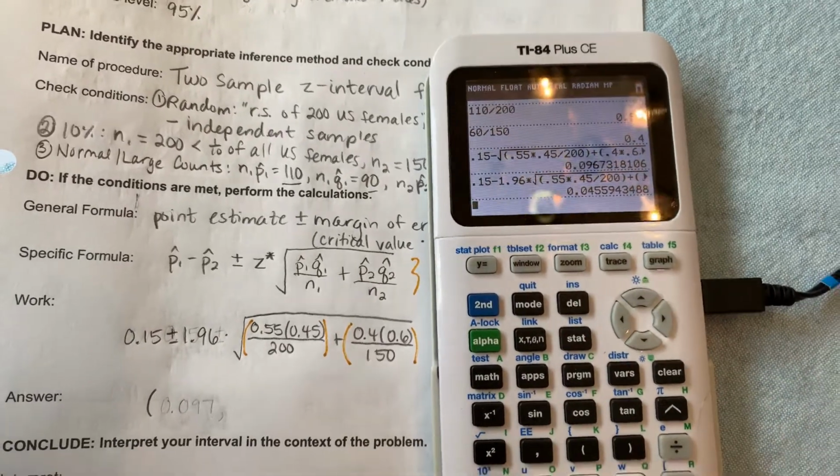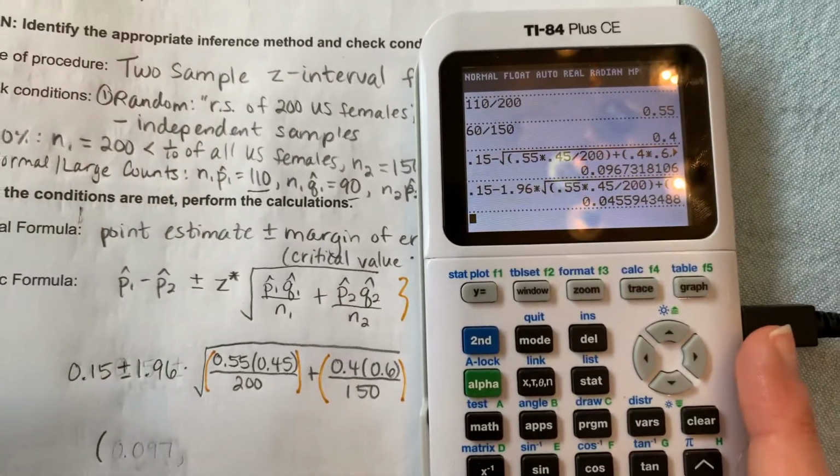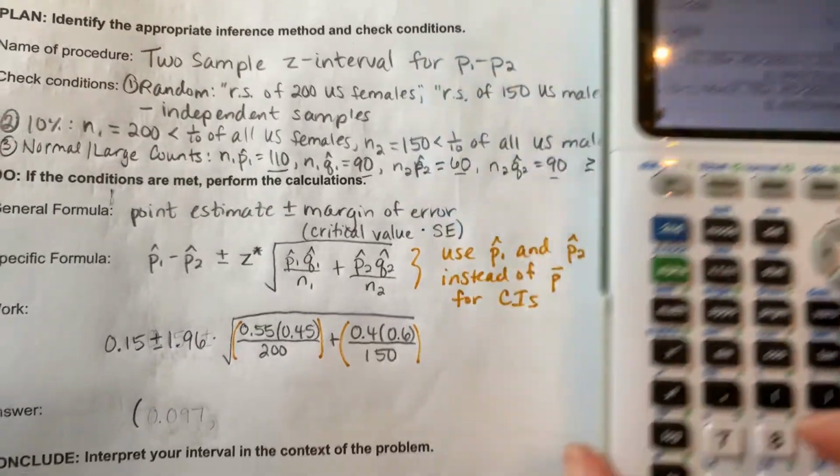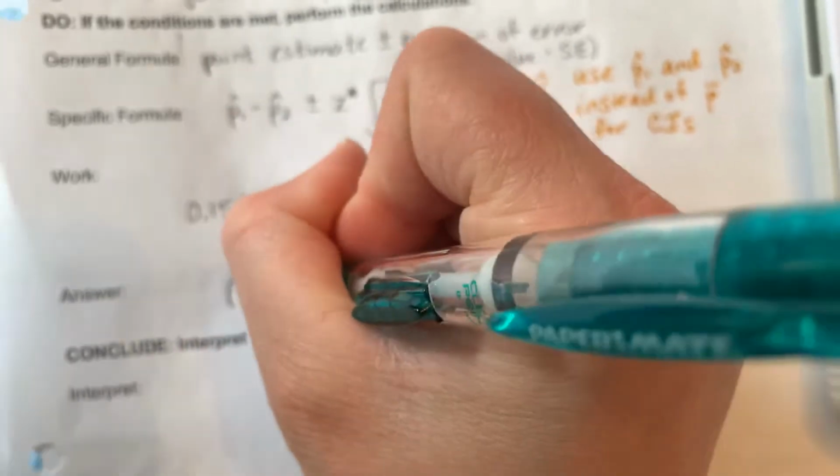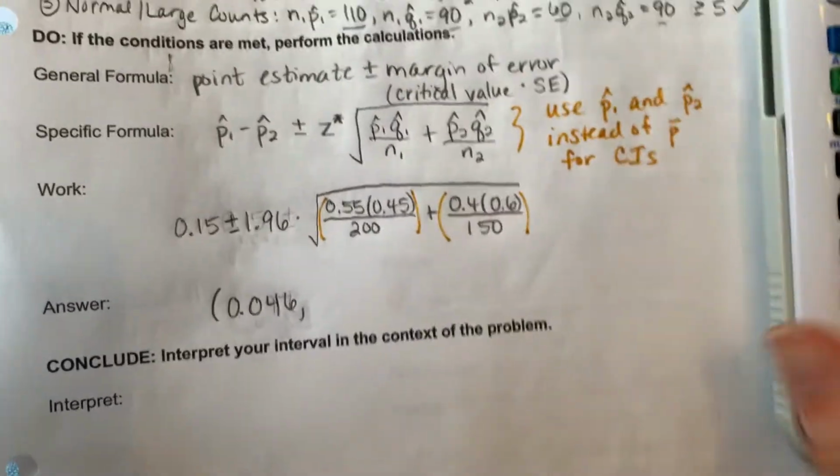Okay, that looks much better. 0.04, if I round, it'll be 0.046. That matches my answer key over there. Being silly, I made a mistake.